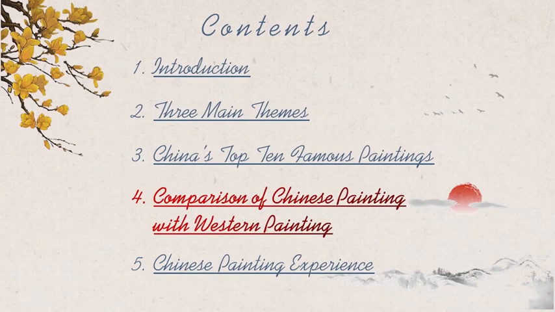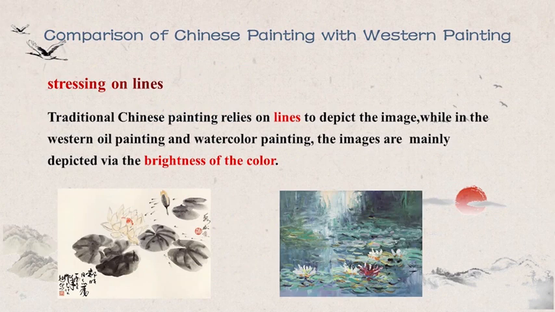Compared with traditional Western painting, Chinese painting has the following characteristics. Firstly, stressing on lines. From the very beginning, traditional Chinese painting relies on lines to depict the image. It can be said that traditional Chinese painting is basically line art. While in Western oil painting and watercolor painting, the images are mainly depicted via the brightness of the color, and lines are almost invisible.